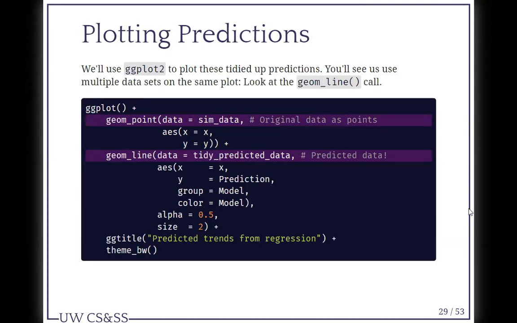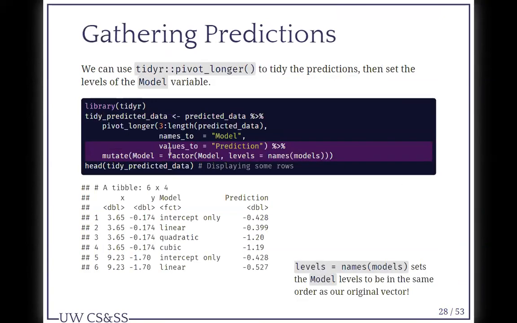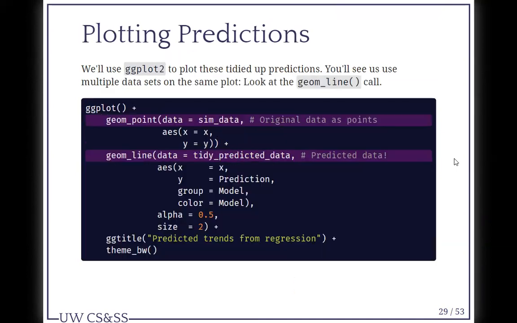And then we want to plot them. We'll use ggplot2 to plot these tidied up predictions. You'll see us use multiple data sets on the same plot. The reason that we want to do this is because if we just plotted these X and Y values, we would get 4 stacked on top of each other. And this often just looks like very bold dots or what have you. And that's not really what we want.